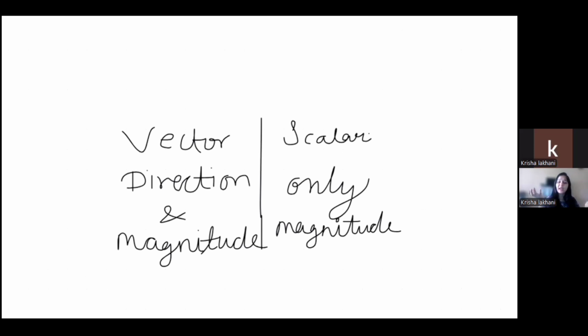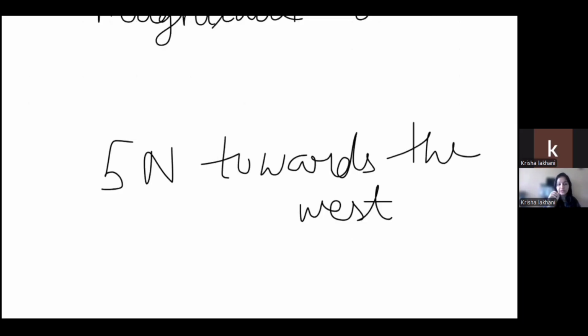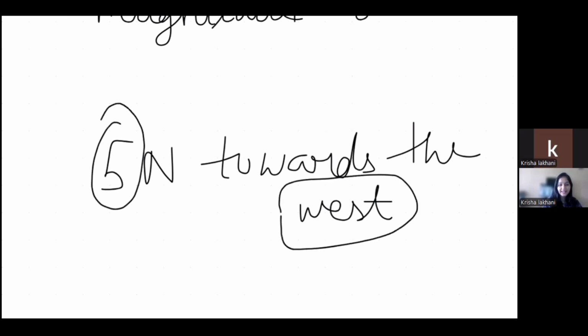Now, what do you mean by magnitude and direction? I will explain it to you. Okay. So if there is a person who pushes something 5 Newtons towards the west, means it has a number and it has a direction. So if it has a number and if it has a direction, means it is a vector quantity.